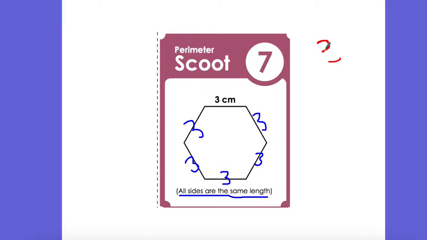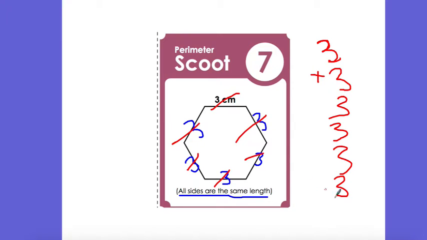3 plus 3 plus 3. It's so important to mark out your 3's as you go so you don't accidentally miss one or add them twice. Okay, I've got 1, 2, 3, 4, 5, 6, 7. It's going to give me 21 centimeters.